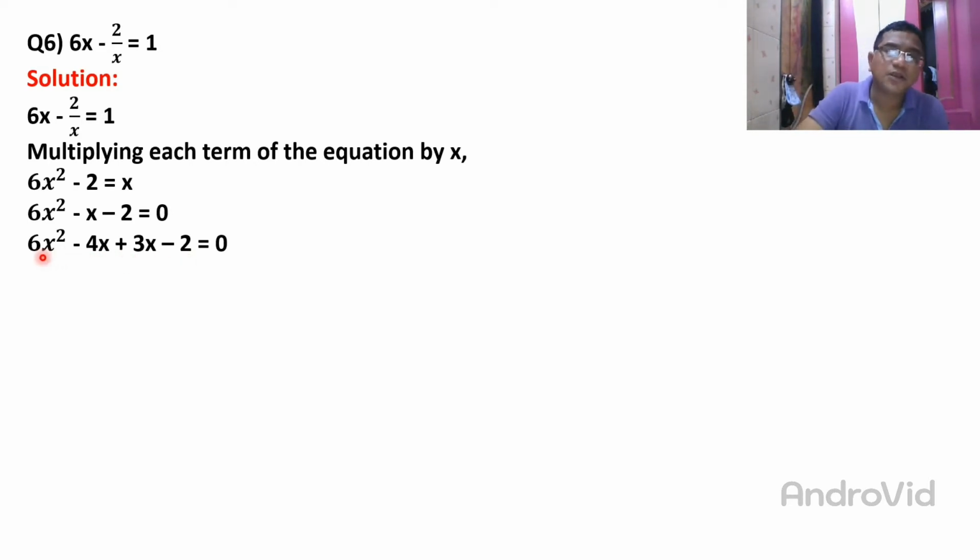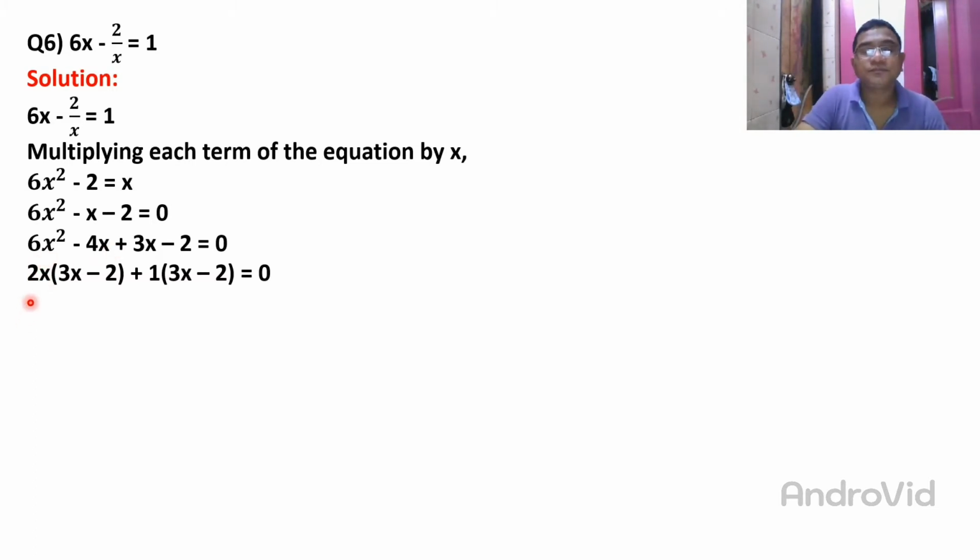That is to be factorized. First, 6x square is factorized: 2 into 3, 2 threes are 6, so 6 can be factorized as 2 into 3, and x into x square. Then 4x can be factorized as 2 into 2 into x. So 2 is common, so it goes outside the bracket. x is common, so it goes outside the bracket. So 2x is common, so it goes outside the bracket.